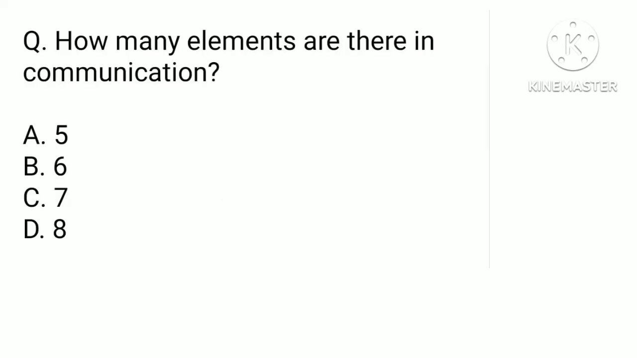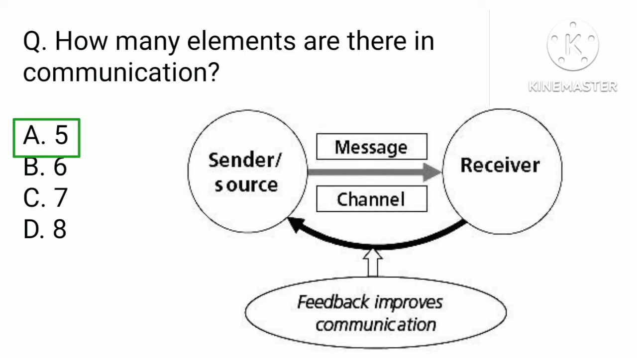How many elements are there in communication? A. 5, B. 6, C. 7, D. 8. And the correct answer is A. 5. There are 5 elements in the communication process. These are sender, receiver, channel, message and feedback.